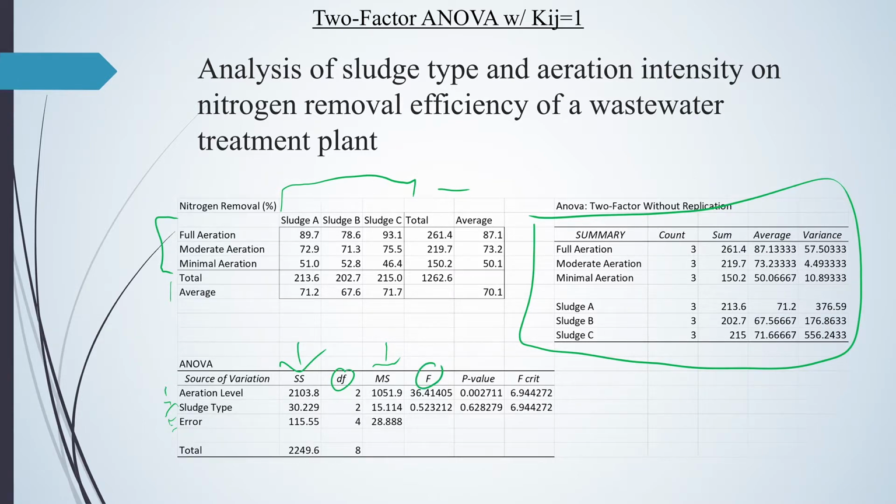So our F values are then in an F distribution where we can calculate the p-value. So in this case, we have two p-values, one for each of the factors because we have two hypothesis tests that we're running. And in this case, for sludge type, we would fail to reject at a normal 0.05 level. Aeration level, we would reject the null. So we can say that aeration level does have an impact on the nitrogen removal.